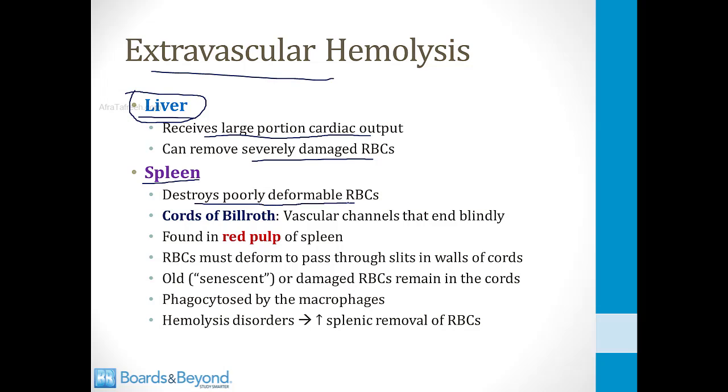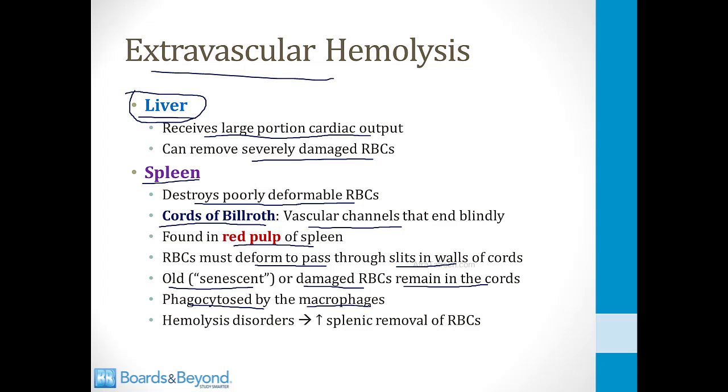There are structures inside the spleen called the cords of Billroth. These are vascular channels that end blindly. They're found in the red pulp of the spleen. I'll show you a picture of that in a minute. So under normal circumstances, red cells have to deform to pass through slits in the walls of the cords of Billroth. Only the young and healthy red cells are able to deform in this manner. Old or so-called senescent red cells or damaged red cells get stuck in the cords and they get phagocytosed by macrophages in the spleen.